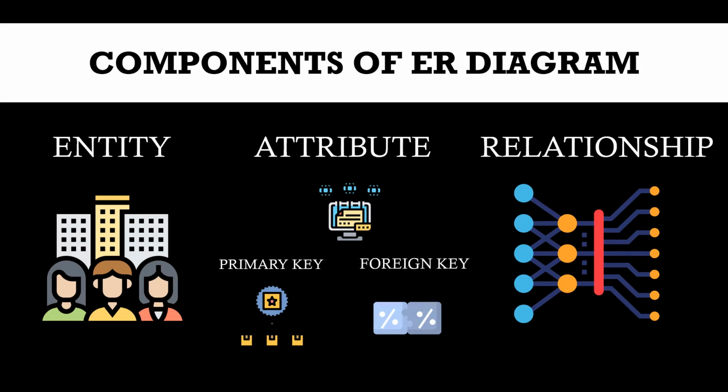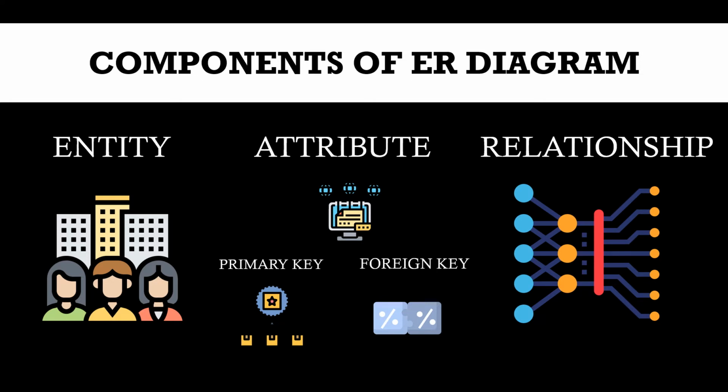The second component is attribute. An attribute is a property, trait or characteristic of an entity. Attributes are listed within the entity. Under the attributes are the keys which uniquely identify the record of the entity. It includes a primary key and a foreign key. A primary key is a value which uniquely identifies every row in a table, while a foreign key is a value that matches a primary key inherited from some other table.